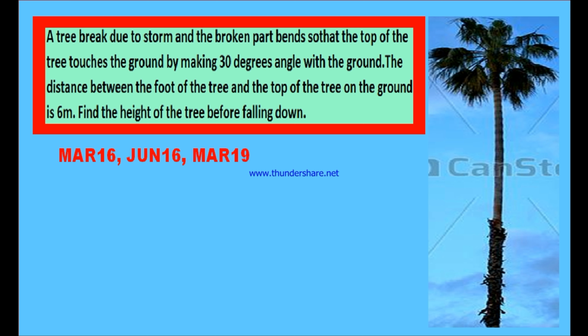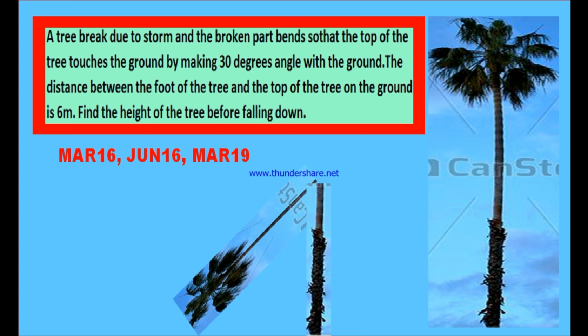Here is a tree before breaking down. Now because of a strong wind, this tree is broken in the middle and the remaining part reaches the ground like this. This broken part makes 30 degrees angle with the ground. Now this broken part meets the ground at a distance of 6 meters from the foot of the tree. Now you have to find out the actual height of the tree before falling down.